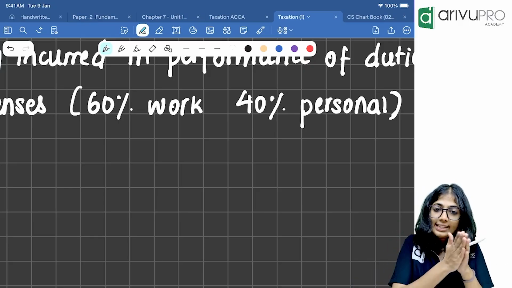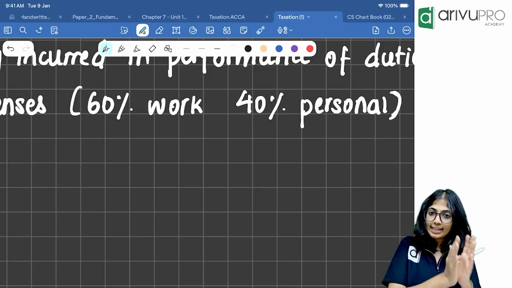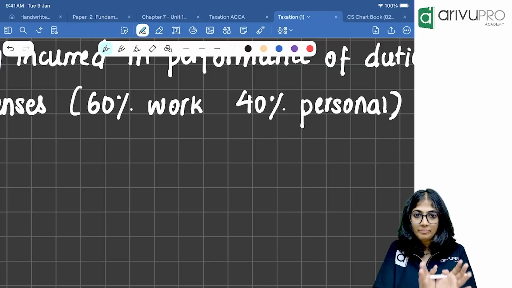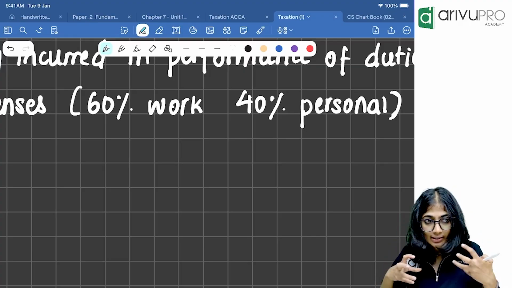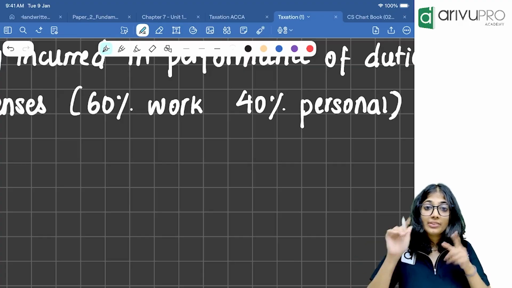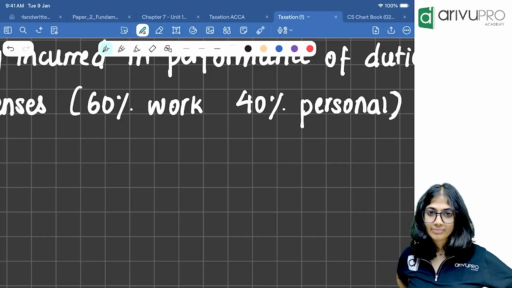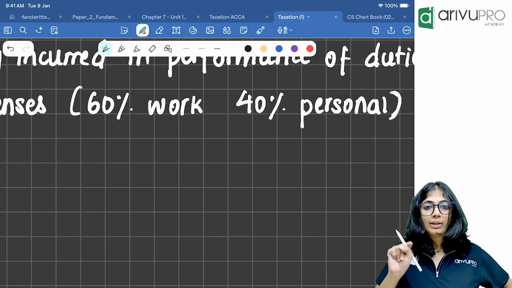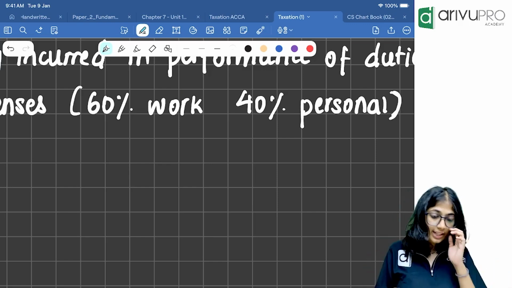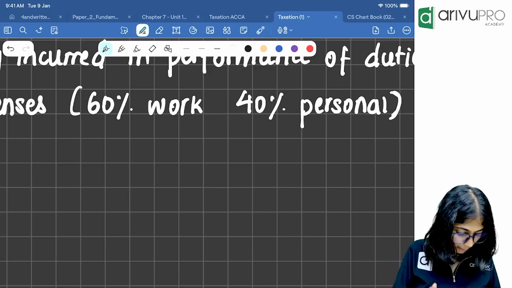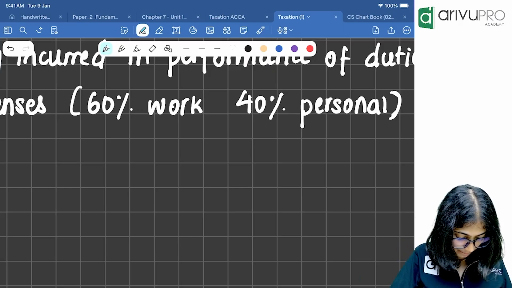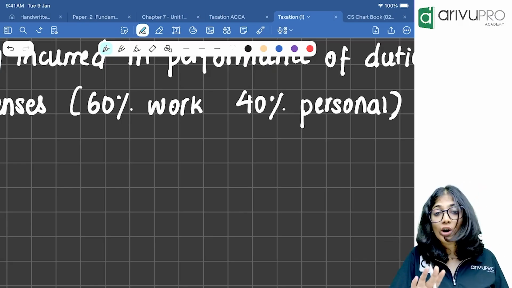When I can get it for a decent price with decent quality, but purposefully I'm going to a high-end place and getting it, that part is not allowable. Again, all of this will be given in the question. You don't need to think that much for yourself. So for example, if an employee is required to wear clothes of a high standard for employment, that expenditure is not deductible.